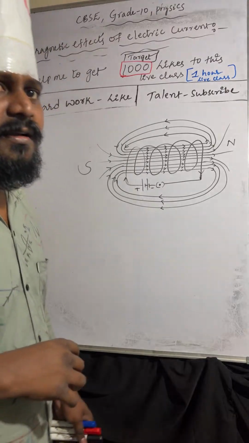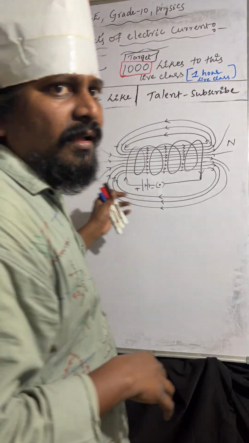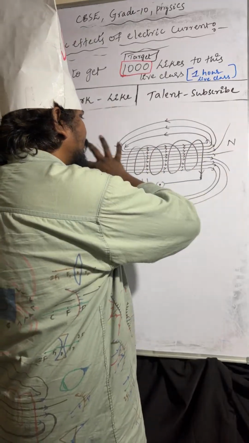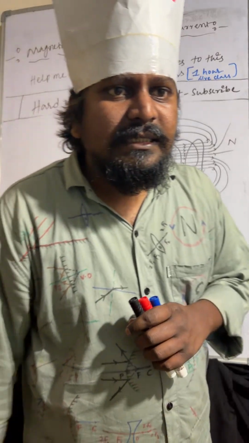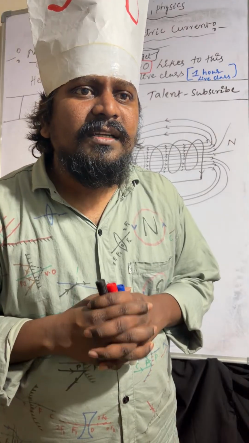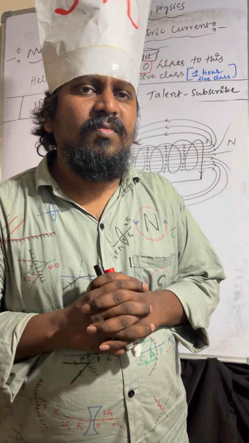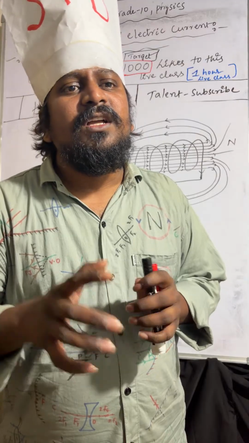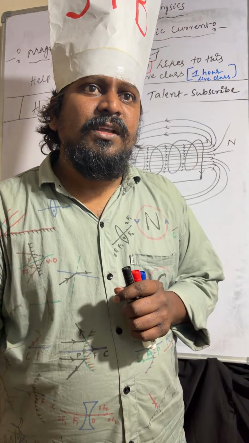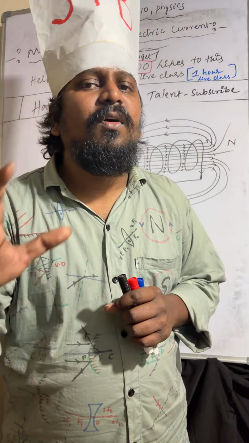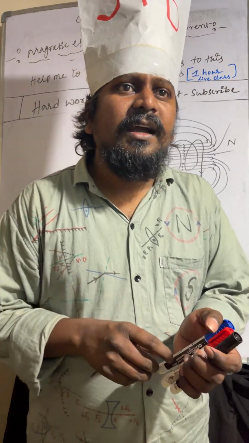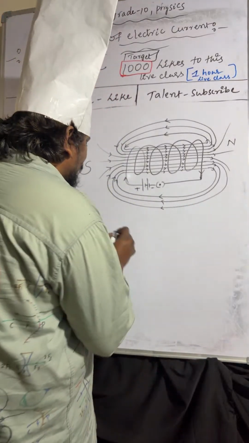so here you can observe the magnetic field will be around the solenoid from north to south. Inside of the solenoid is south to north. Sir, what are the differences between solenoid and bar magnet?